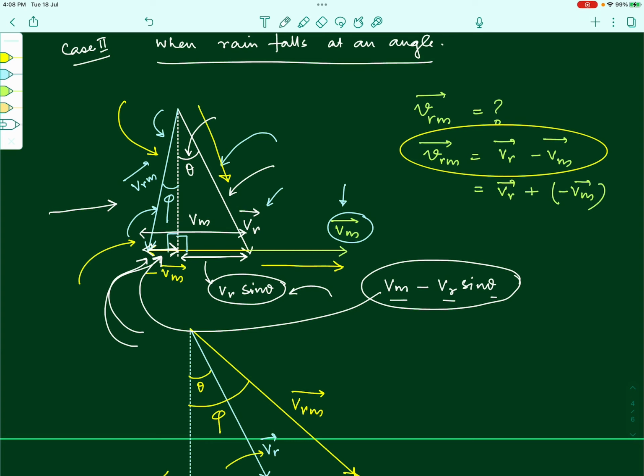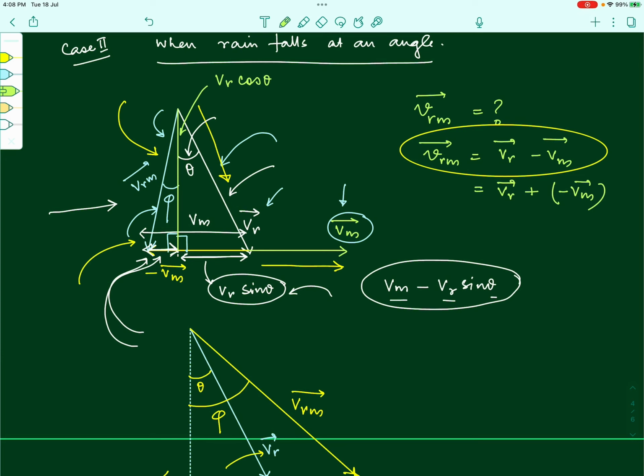And then you can also find out this dotted line, the vertical that we have drawn over here, which is nothing but, just to show you which one I am talking about, it is this green line, the vertical line that I have drawn just now. So this line will have a magnitude of VR cos theta. So see for yourself carefully, right?